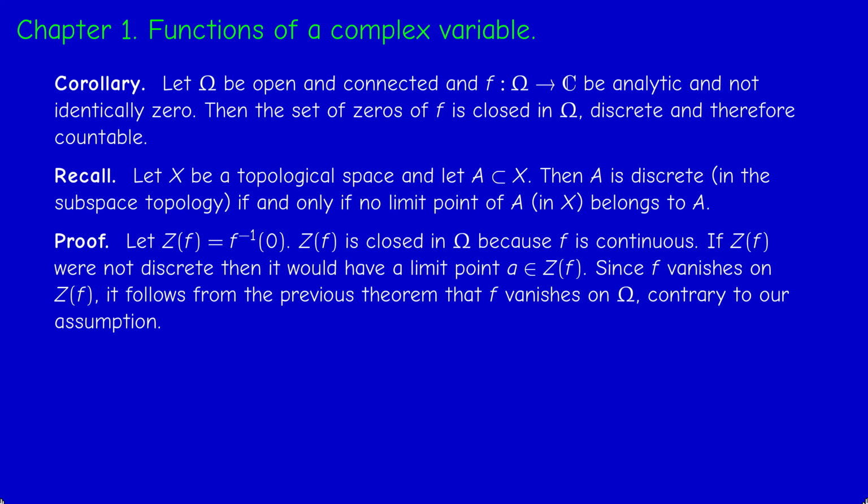But trivially, f vanishes on Z of f by definition. So since Z of f has a limit point, then by a previous proposition, actually by the principle of analytic continuation, because I'm assuming here that omega is connected, f vanishes on the connected component of Z, which is omega here. And this is a contradiction. So Z of f is indeed a discrete subset of C.